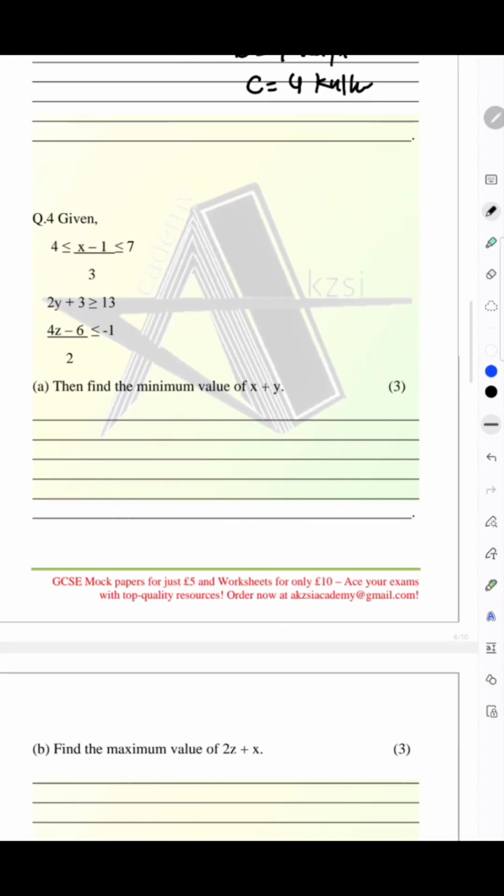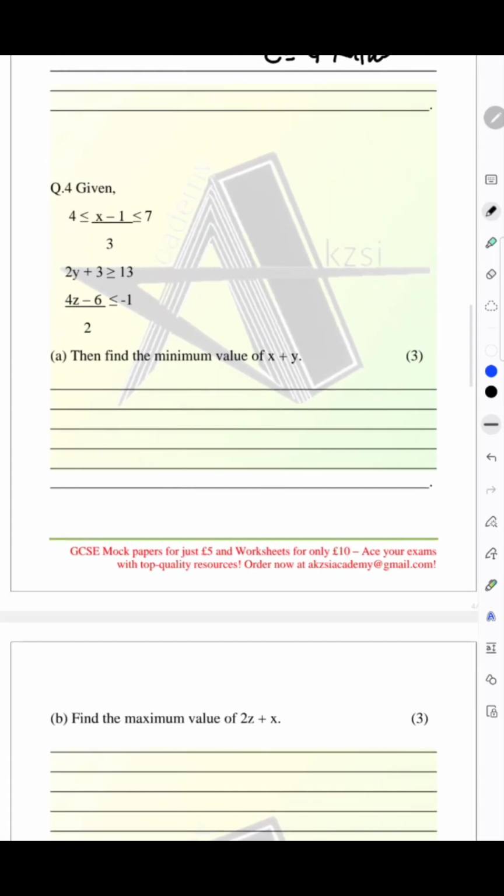Moving on to question number 4. Given (4x minus 1)/3 is greater than or equal to 4 but less than or equal to 7, we have another inequality 2y plus 3 greater than or equal to 13, and another in terms of z. We have to find the minimum value of x plus y, which means we have to solve these inequalities first, so that we can find the minimum value. Because it's all about x and y, we'll be focusing on these, not on z.